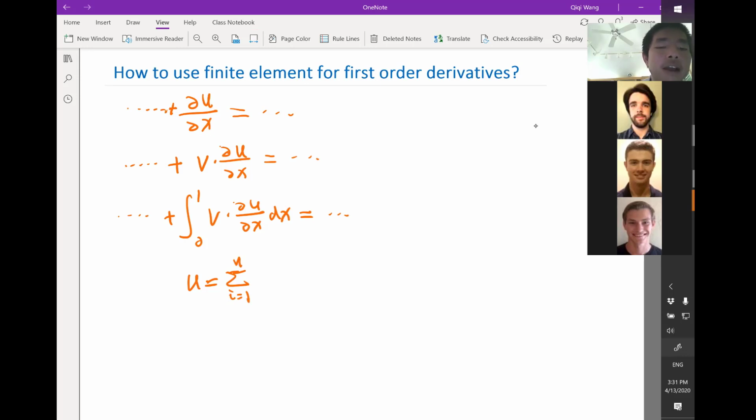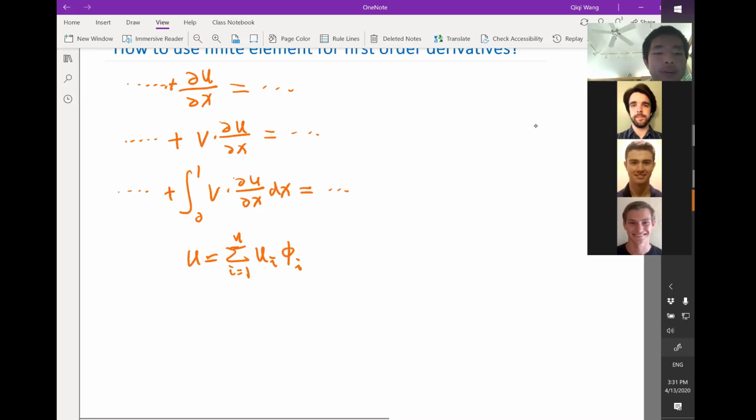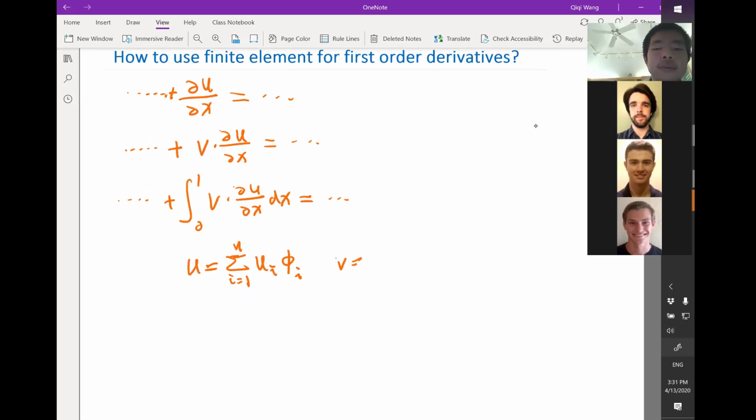So here we have u equal to the sum of u_i phi_i, and the u_i would be an unknown number if we don't have a time derivative, or a function of time if we do have a time derivative. But phi is going to be strictly a function of x. And then v is equal to phi_j, where j goes from 1 to N. This N might be changed to N minus 1, and the i equal to 1 may go from i equal to 0 if you have different boundary conditions.